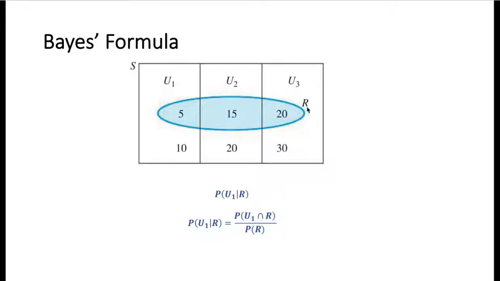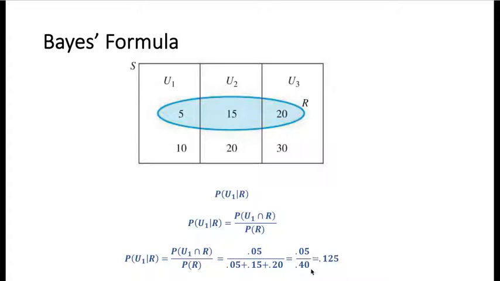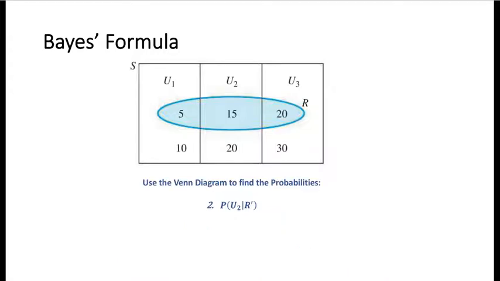What's the probability of R? Well, that's U1 and R, U2 and R, and U3 and R. So we're going to add 5, 15, and 20. I have this written on the next screen. Now remember, it's 0.05 because it's 5 out of 100. 0.05 plus 0.15 plus 0.20. 0.05 divided by 0.40 is 0.125. Let's see if you can do the next one.